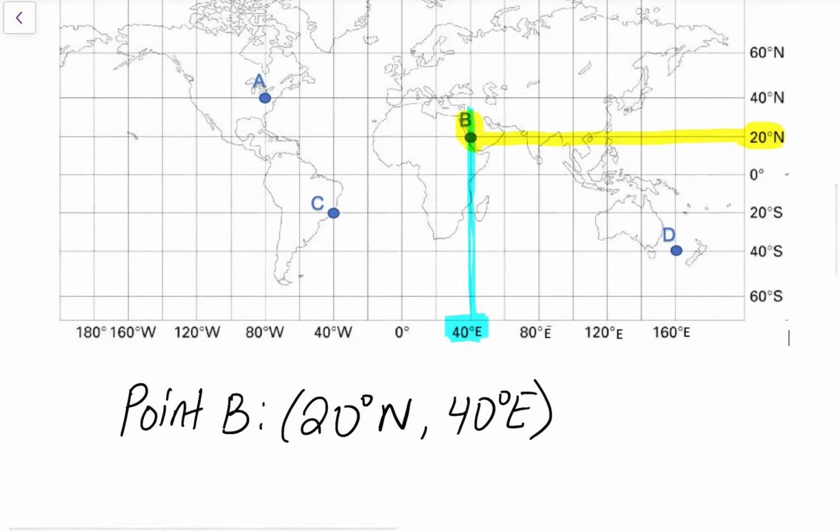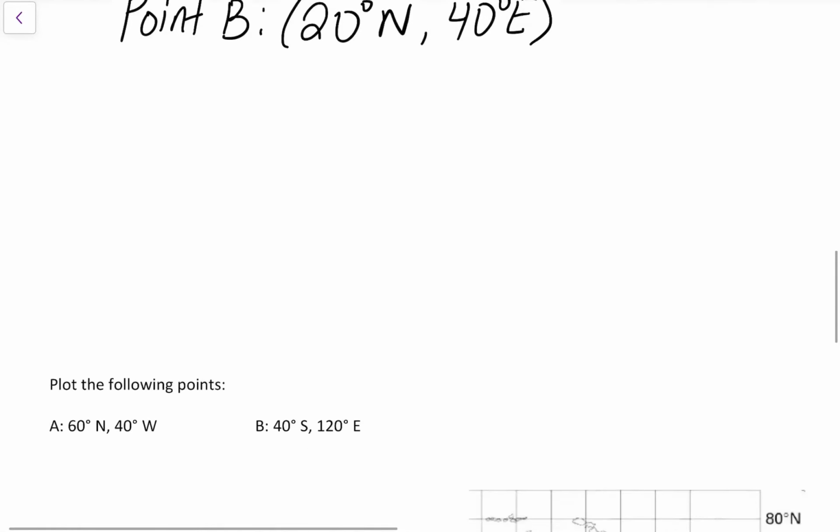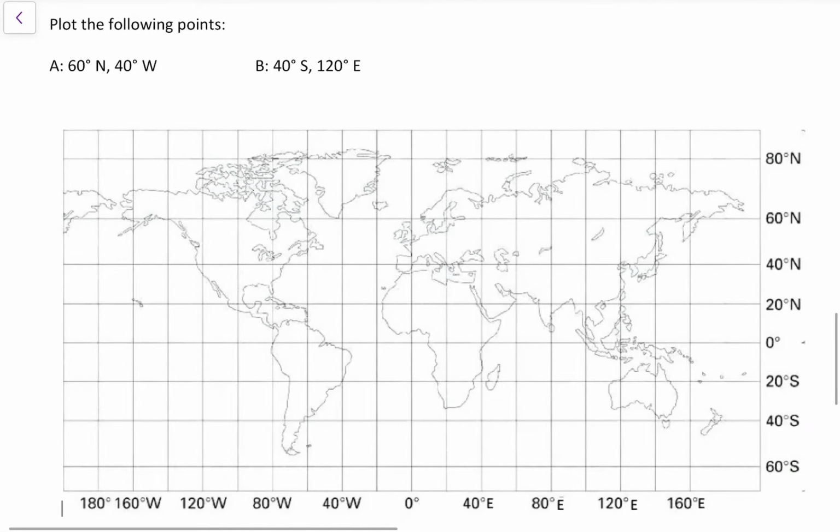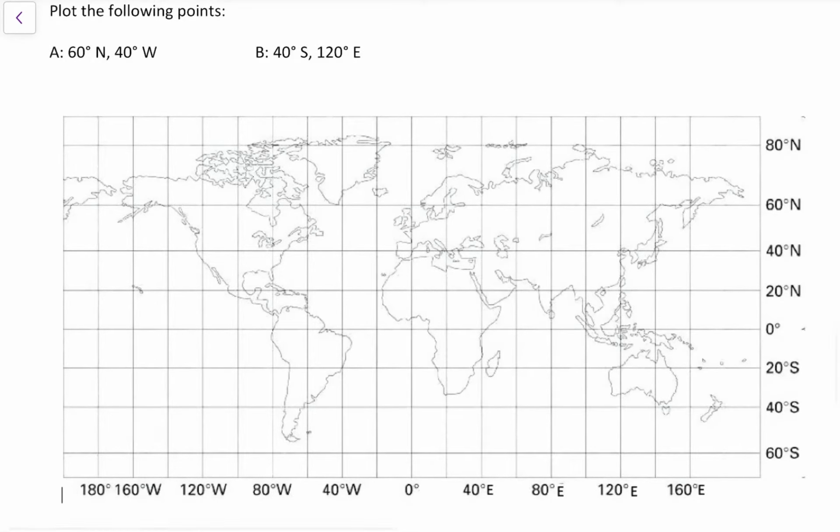Now, this is us reading a map that has points already plotted. Let's do a little bit of practice of the kind of questions where we are given coordinates and we need to plot the point. Let's look at the first one here. The directions say plot the following points. Location A is at 60 degrees north, 40 degrees west. I'm going to use a highlighter on the map so you know where to look, but normally you can just follow along the line with your finger, with your pencil as you're drawing the points.